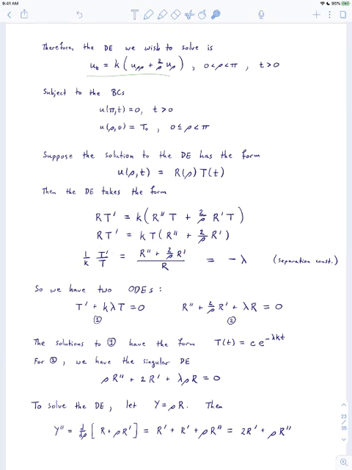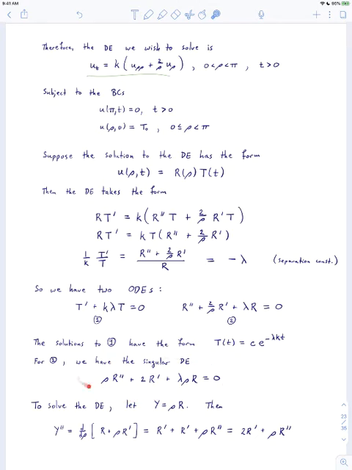1 over k times T prime over T equals R double prime plus 2 over rho times R prime over R. And then we set that equal to some separation constant minus lambda. So as usual, this gives us two ordinary differential equations. The first one is a first order differential equation, and we know that this has solutions of this form, which are exponential. So T is equal to some constant times e to the minus lambda kt, because it's first order. We know how to solve that. For the second, we have a singular differential equation.